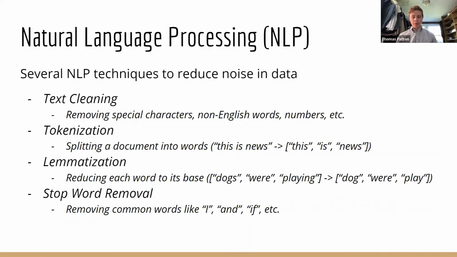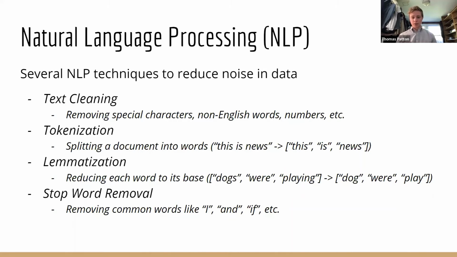When we're working with language data like this, there are several natural language processing techniques that you can use and that we did use to reduce noise in data. The first step is text cleaning. This involves taking in a body of text and removing special characters, non-English words, numbers, and other things of this nature. The next step is tokenization, which is splitting up a document into each individual word.